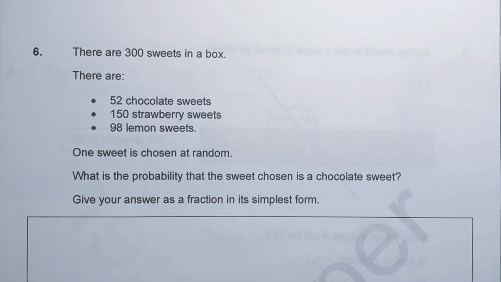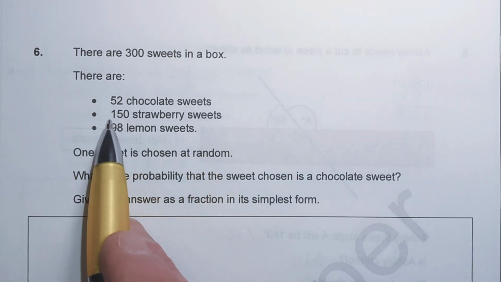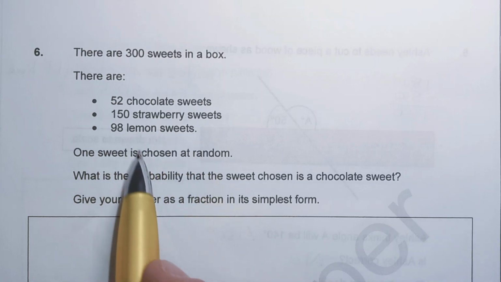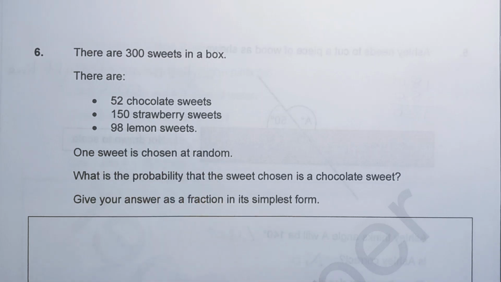Question 6. There are 300 sweets in a box. There are 52 chocolate sweets, 150 strawberry sweets, and 98 lemon sweets. One sweet is chosen at random. What is the probability that the sweet chosen is a chocolate sweet? Give your answer as a fraction in its simplest form.